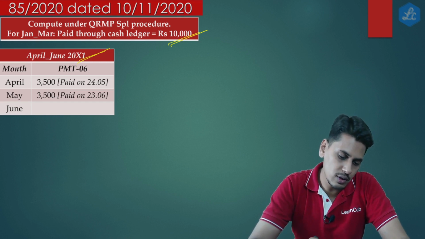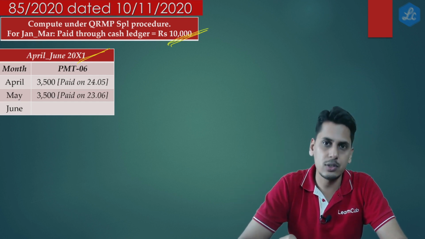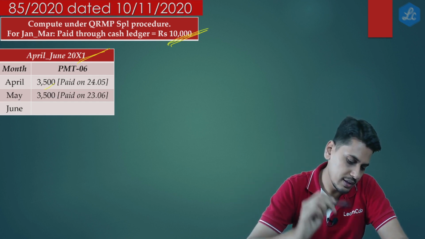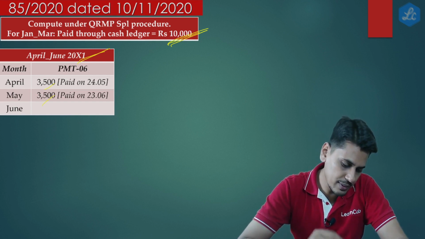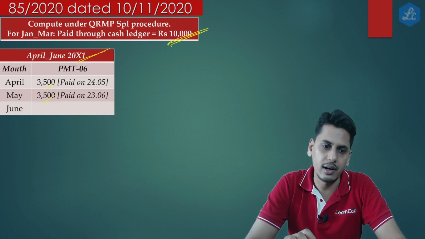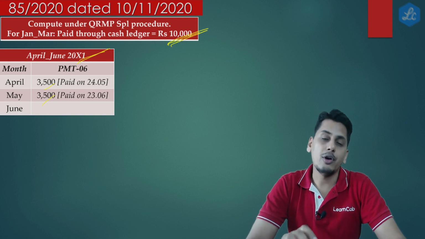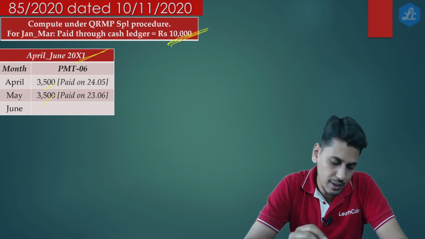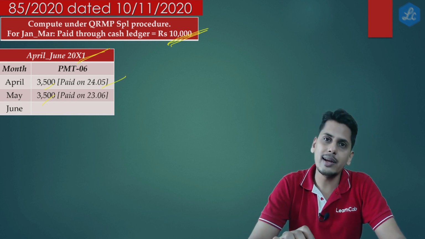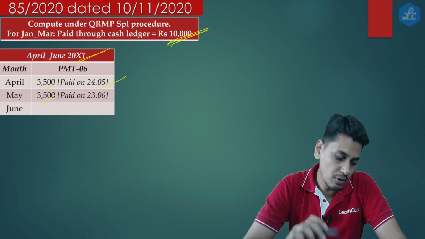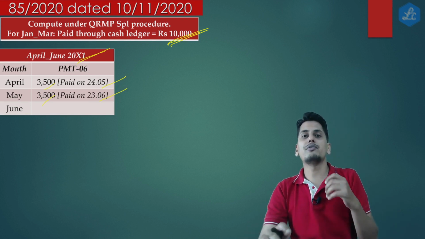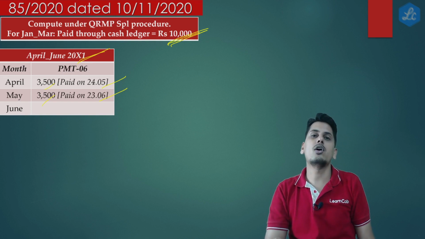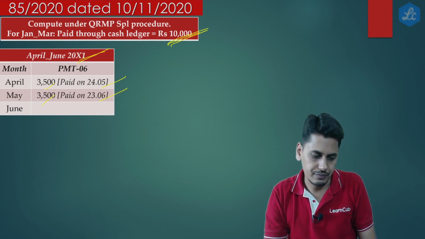So friends, 10,000 was being paid. The preceding tax period was quarterly. So 35% of it is 3,500, and 35% of it is 3,500 for April and May. For April, it needs to be paid by 25th of May. The amount is deposited well in advance, on 24th of May. For May, the amount should have been paid by 25th of June. The amount is deposited on 23rd of June.